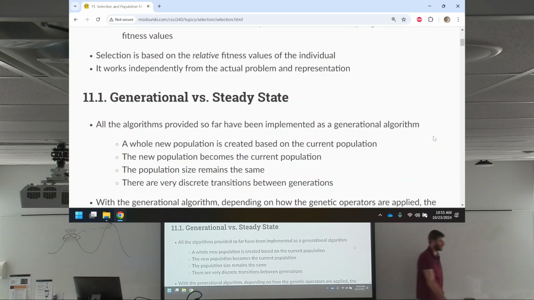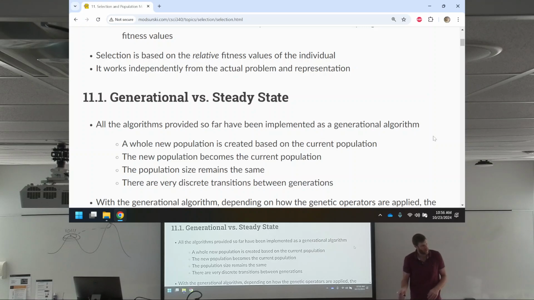well, here's what you would do, right? So with generational, you've got your population. You go through, you select until you fill up a whole new population, until it's full. My population, let's say I have 100 individuals in it. So I do selection until I get 100 over here. Then I apply the genetic operators, and I repeat.